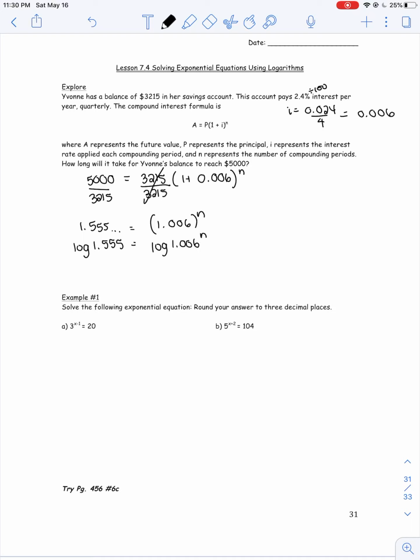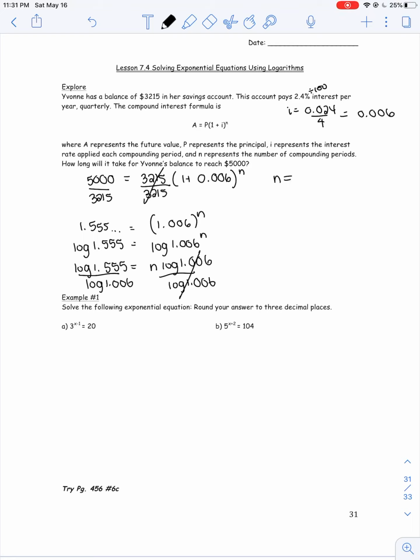Our next step is we're going to use the power law. The power law states that we can bring that exponent of n, which is a variable, to the front as a coefficient. So that's just going to move spots. Instead of it being to the power of n, it's going to be n multiplied by log of 1.006. And lastly, to solve for n, you just have to divide both sides by log 1.006. What you do to one side, do to the other. So what that does is it crosses it off, leaving us with n by itself.